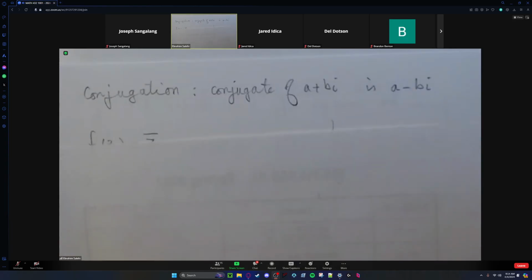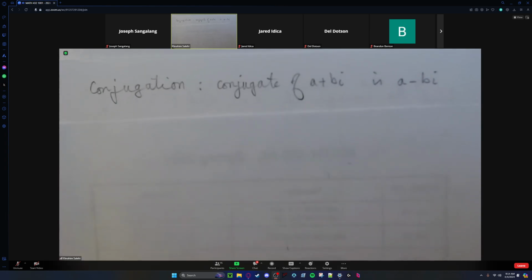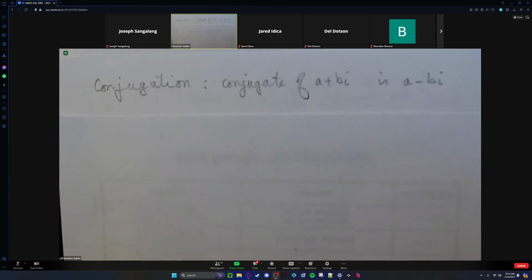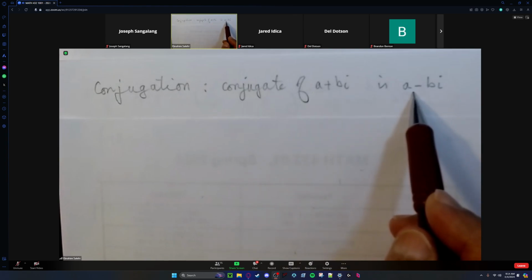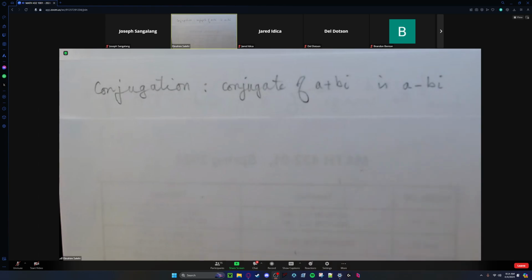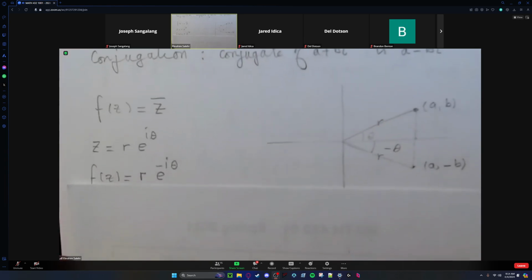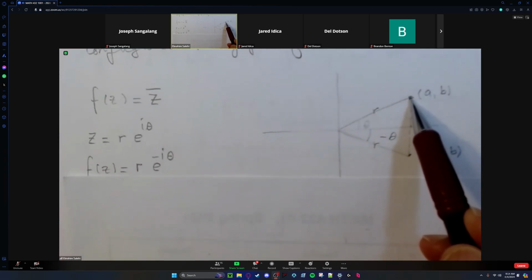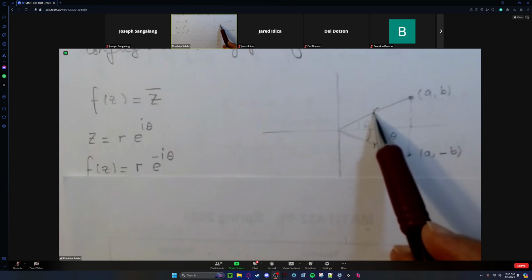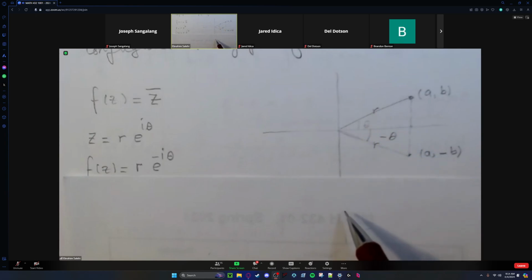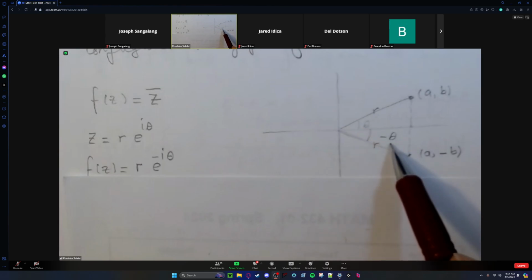Another mapping is conjugation. What is conjugation? So whenever you have a plus bi, its conjugate is a minus bi. So geometrically speaking, this is a plus bi. This is a minus bi. But r doesn't change, all right? Only theta becomes negative theta.